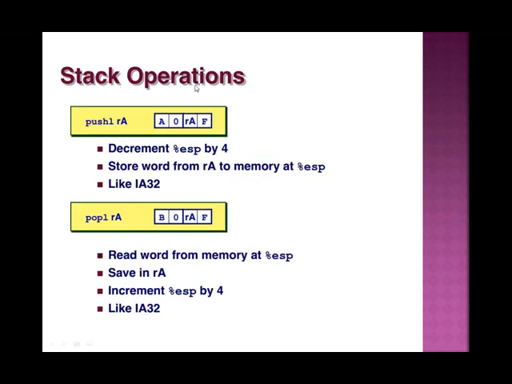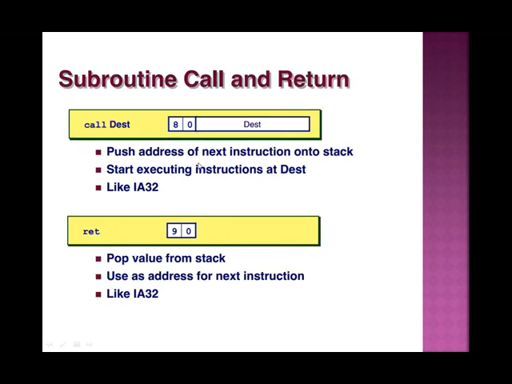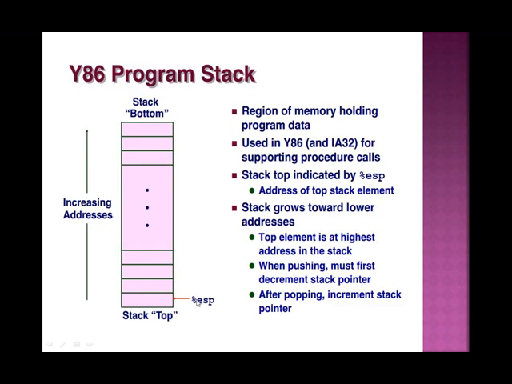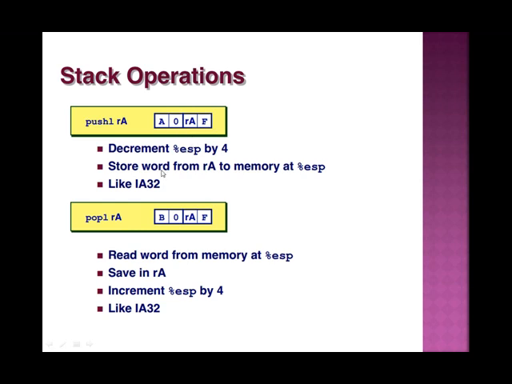Then next are your stack operations. There are generally two stack operations, push and pop. One is pushl rA, that is, push the register rA. This is the encoding A0 rA F. Decrement %esp by 4, then store the word from rA to the memory at %esp, like IA32.